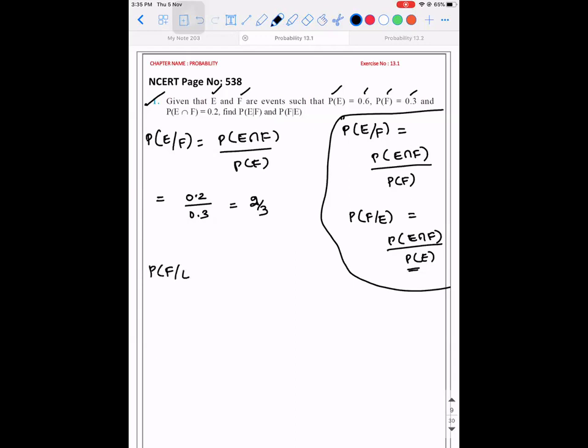So what is probability of F given E? So probability of E intersection F divided by probability of E. This will be 1 by 3. Right? It's a very simple problem. Let's move on to the next one.